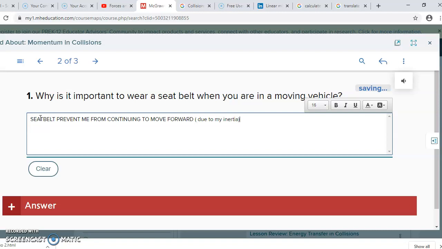So, to prevent this movement, to prevent ourselves from moving forward due to our inertia, we have to wear the seat belt, if the car stops suddenly or quickly. Good job. Here, correct. Write it in small letters. Don't forget, write it in small letters.